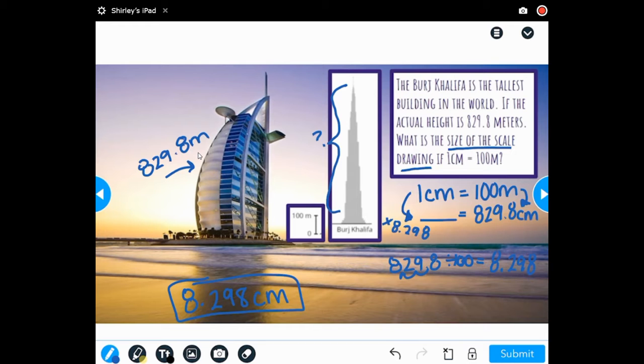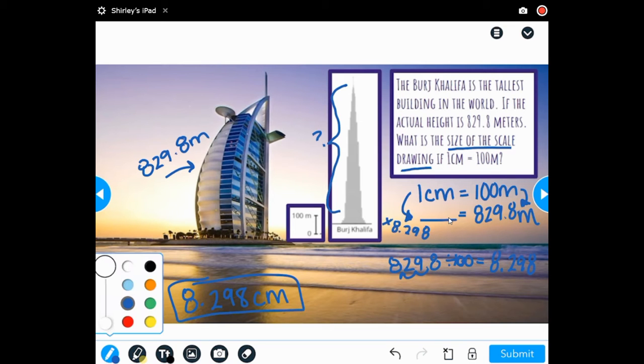So this one, again, was different because I was given the information about the actual building. I needed to figure out how tall it was on the scale drawing. So I matched up my units, and then I still found, oops, I can see my error here. I'm sorry if that confused you now that I'm re-talking about it. I had to make sure I was matching up my units. So meters to meters, I'm looking for centimeters, so I keep underneath there blank.